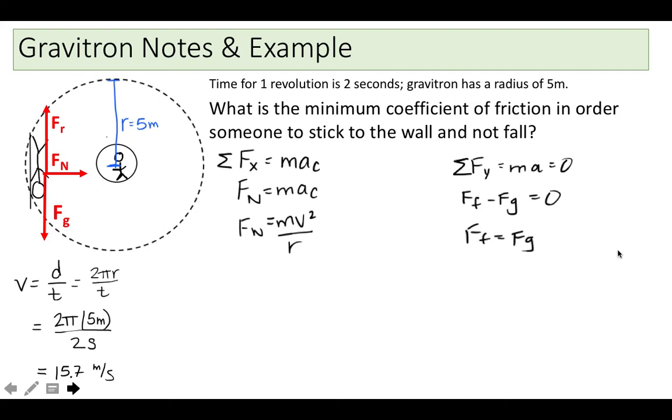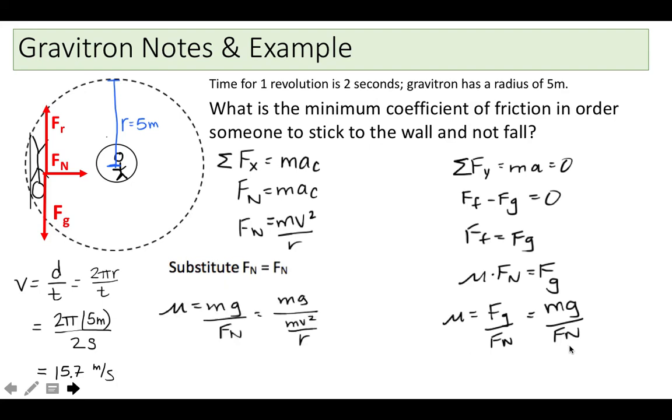And we could do some substitution here. We know that the force of friction is equal to mu, the coefficient, times the normal force. So we see two equations here with F normal. If we solve for the coefficient first, we get mu equals Fg over Fn. And let's go ahead and plug this other Fn in for this Fn, so we'll get rid of the normal force. We're left with mass times gravity divided by mv squared over r.